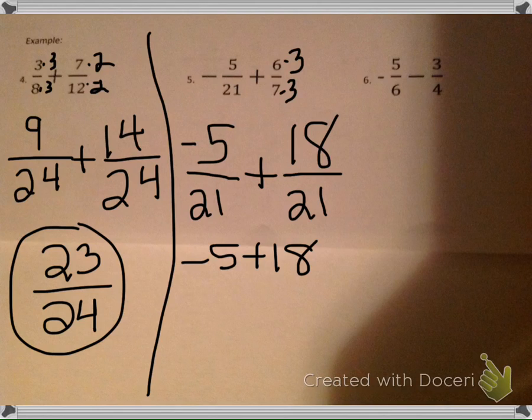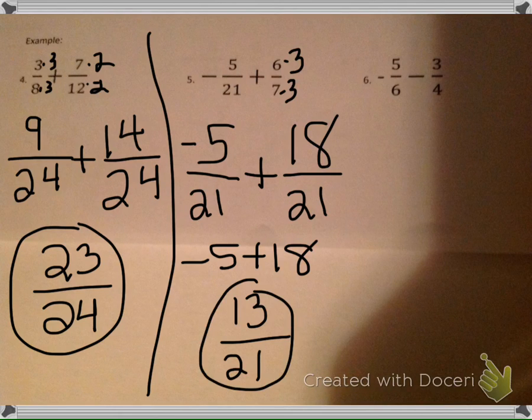Okay, you got to remember your integer rules. Do I have same signs or different signs? I have a negative 5 and a positive 18, so I have different signs. Subtract. 18 minus 5 is 13, and is it a positive or a negative 13? It's a positive because 18 is the bigger number, and 21 is your denominator. And that's already simplified, so we're good.